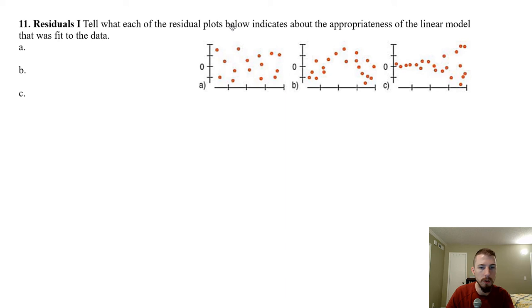All right, residuals. Tell what each of the residual plots indicates about the appropriateness of the linear model. So all these are residual plots. You see the 0 here, that's the model. They just didn't draw the line on them, okay? So the first one, this is totally random. There's an even amount of spread vertically. As we look across here, it's all the same. So this should tell us that it's appropriate. This is what we're looking for: randomness, equal spread, and no outliers.